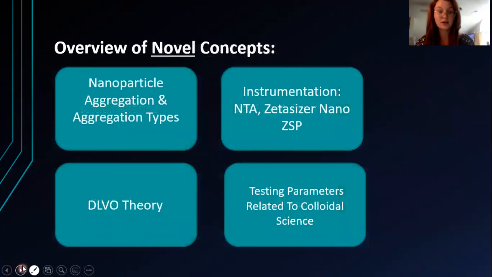Some novel concepts include that of aggregation. It is novel to us undergraduates, thus it needs to be defined and explained. That also constitutes for DLVO theory, which is a colloidal theory used to explain aggregation. Some new instrumentation that both of my primary papers use is that of nano tracking analysis, NTA, and this Zetasizer Nano apparatus. Finally, testing parameters related to colloidal science will be discussed. I will give some examples when I start to talk about the papers and their importance.